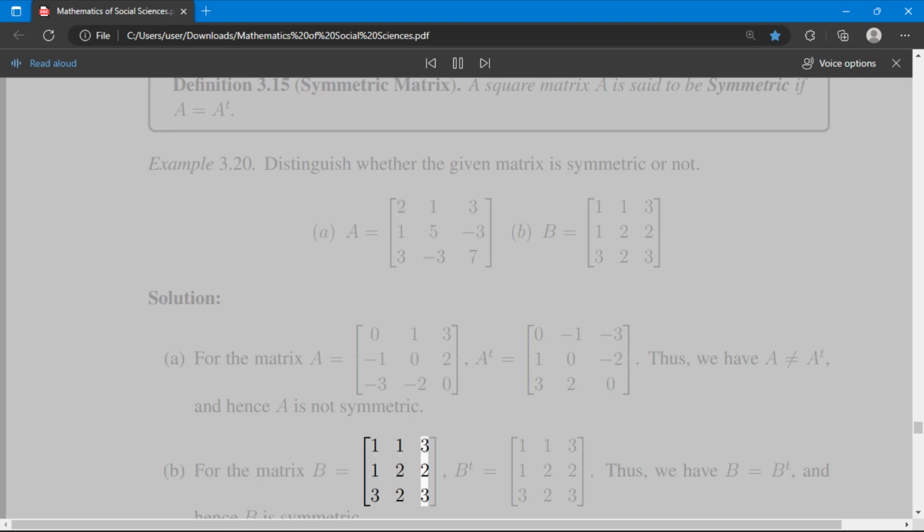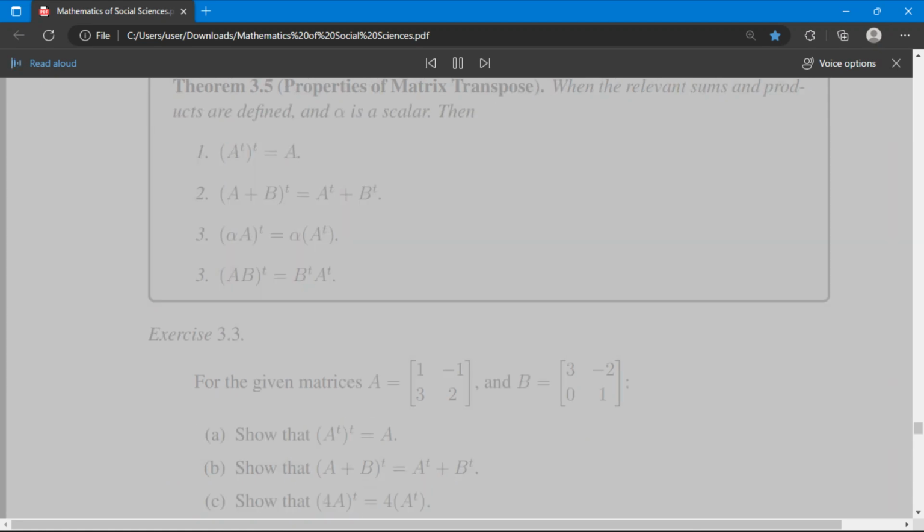B. For the matrix B equals 1 1 3 1 2 2 3 2 3, B^T equals 1 1 3 1 2 2 3 2 3. Thus, we have B equals B^T, and hence B is symmetric.